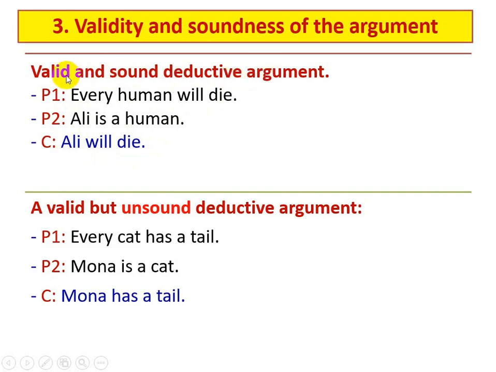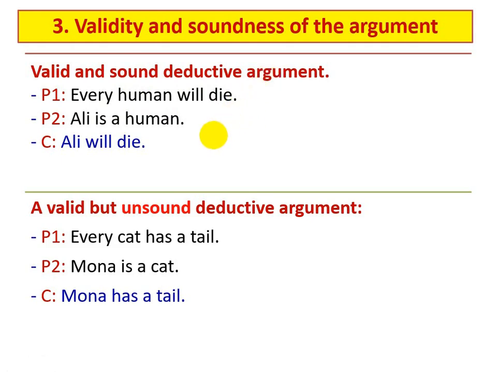Why is it valid? Because the truth of the two premises guarantees the truth of this conclusion. And why is it sound? Because every human will die, this is true. Ali is human, this is true. So when the premises are true and the argument as a whole is valid, this is a sound argument. Please pay attention to this part because it is very important.